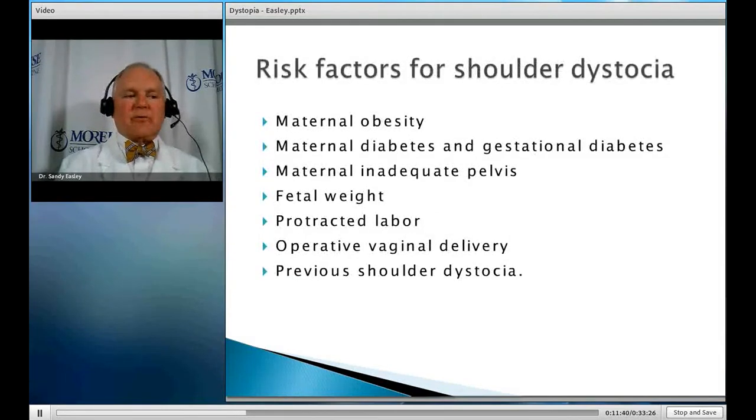Numerous risk factors are discussed in the literature addressing this problem. Most of the risk factors are pretty logical from an obstetrical standpoint. Some of the most common ones are maternal obesity, maternal diabetes, the inadequate pelvis, excessive fetal weight, protracted labor, operative vaginal deliveries, and previous shoulder dystocia. I want to emphasize that this is not an all-inclusive list. Let's address the evidence surrounding these particular risk factors.